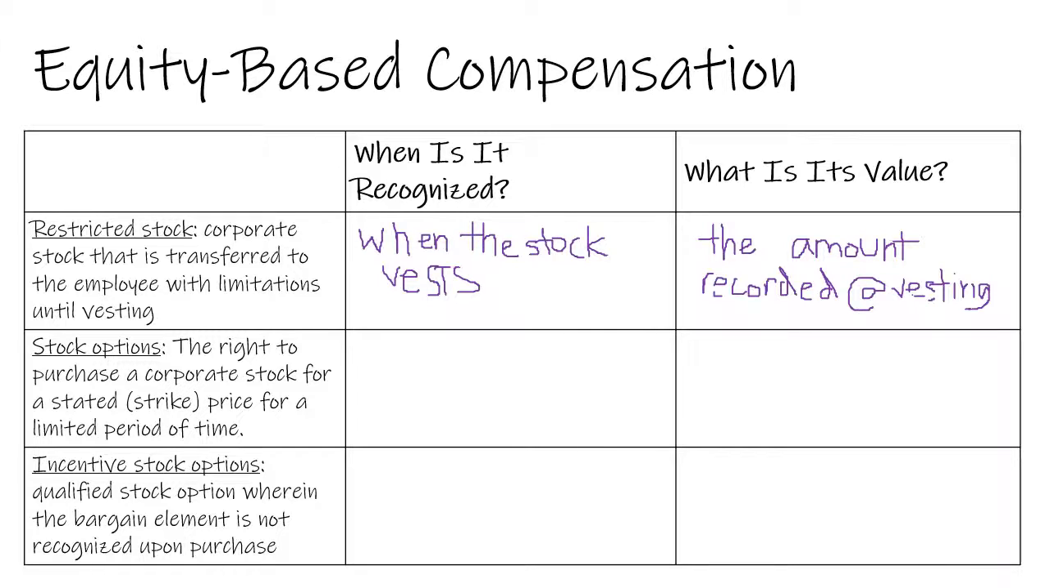limited period of time. If the stock options are below the fair market value and are exercised, the employee must report the excess of market value over strike costs as income. So what does this mean? If the stock option price is below the current trading price, that means that it's recognized when the employee takes the option.